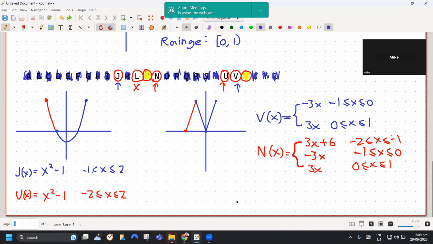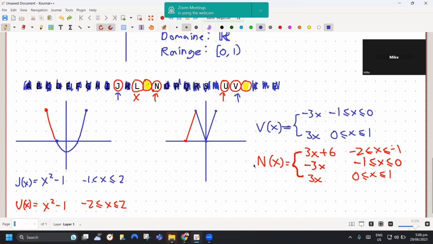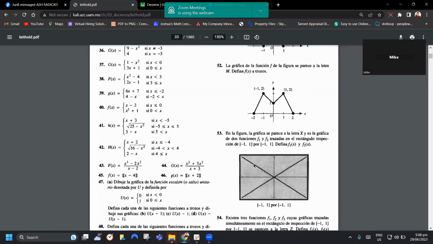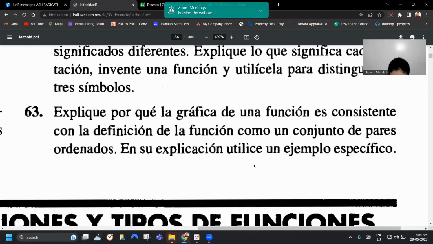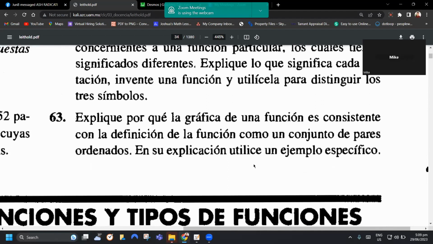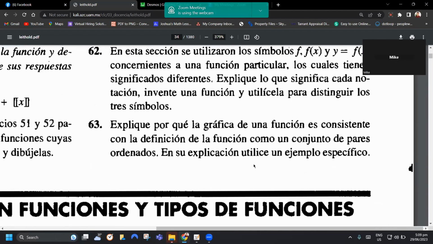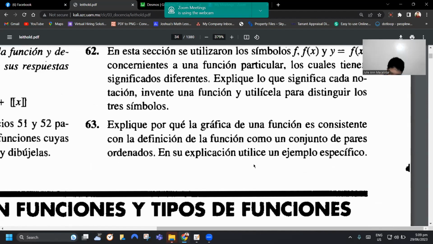Okay, yung 63, so tingnan natin yung 63. Okay, so explain why the definition of the graph of a function is consistent with the definition of a function as a set of ordered pairs. In your explanation, use a specific example. So, graph of a function and set of ordered pairs.